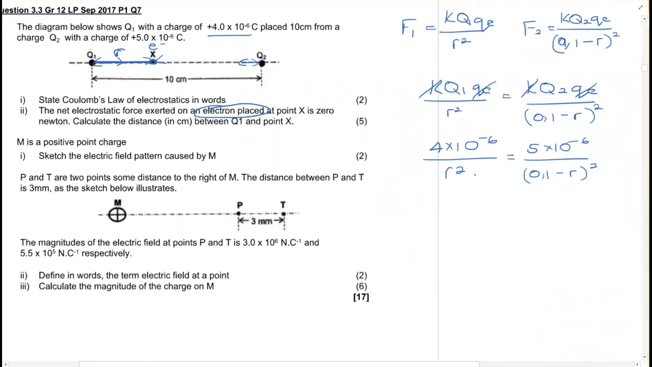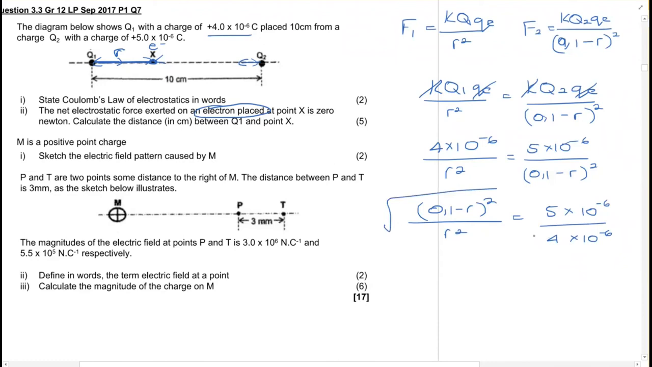We're going to maneuver these so that we get our R's on the one side and our numbers on the other side. So I'm going to times by the 0.1 minus R brackets squared on both sides so that I get 0.1 minus R squared here over R squared, and I'm going to divide by the 4 microcoulombs on either side. Now do you see what I've done? I've just put my same variables on the same side. And I've got the two roots on the same side.